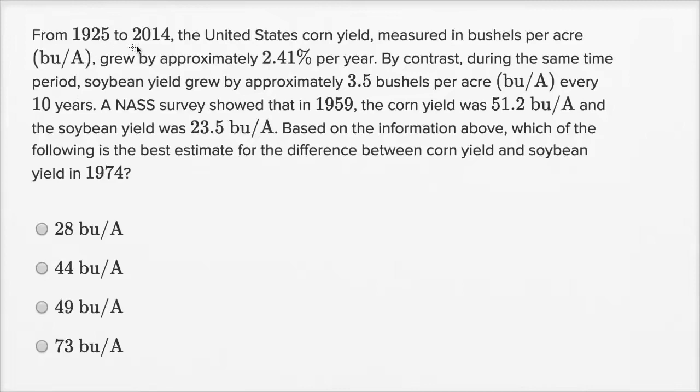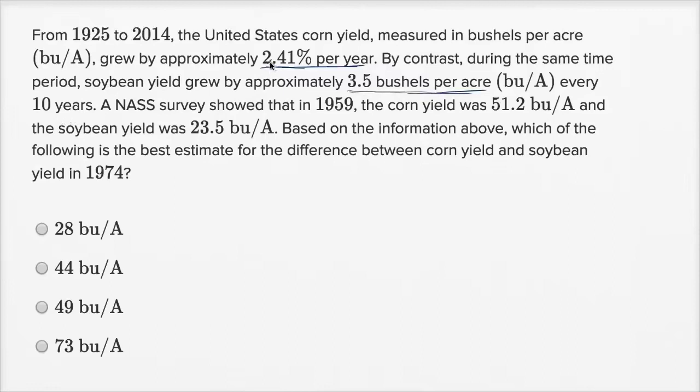From 1925 to 2014, the United States corn yield, measured in bushels per acre, grew by approximately 2.41% per year. By contrast, during the same time period, soybean yield grew by approximately 3.5 bushels per acre every 10 years. All right, so there's something interesting going on here.